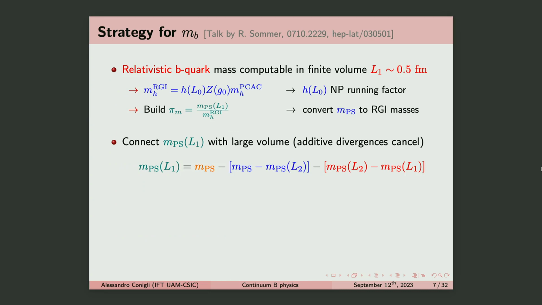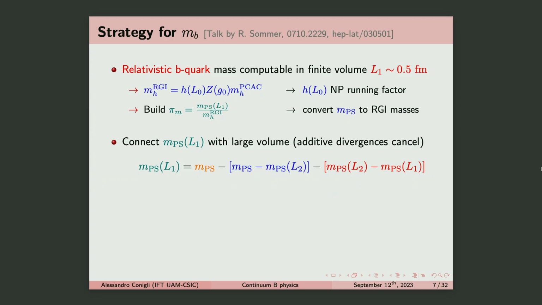So starting from the b quark mass, as I was saying, in the small volume L1 of 0.5 fermi, we can really reach the relativistic b scale, and therefore what we do is to extract the RGI quark mass from the PCAC masses, and then we use the non-perturbative running factor computed by the ALPHA collaboration in order to obtain the RGI mass. Then, once we have this quantity, what we do is to build this ratio here, which is nothing but the ratio between the pseudoscalar mass computed in the very same volume over the RGI mass. And this is basically used to convert the pseudoscalar masses to the RGI scheme.